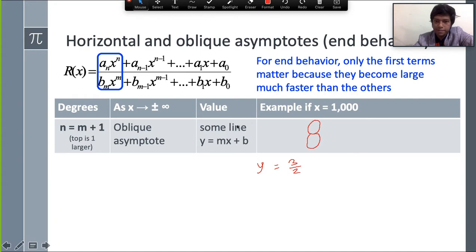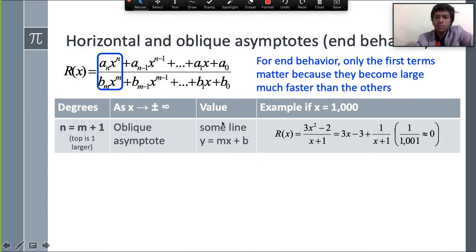This is somewhat crazy. If the power is bigger in the numerator, what will happen? How much bigger? There are two conditions again. Here x power is 1, here x power is 2. So the gap is only 1. If the gap is only 1, we will do the long division. From the long division, we will get an answer, and that answer will be the oblique asymptote or slant asymptote.